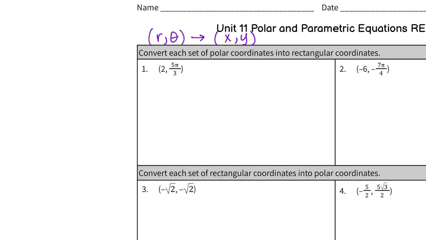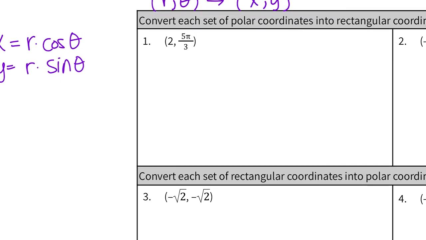Each variable has its own little equation to go with it. If you want to find x, that's just going to be r times cosine of theta. And if you want to find y, that's r times the sine of theta. Okay, so let's look at this very first one. It's 2 comma 5 pi over 3. So 2 is our r, and 5 pi over 3 is theta.